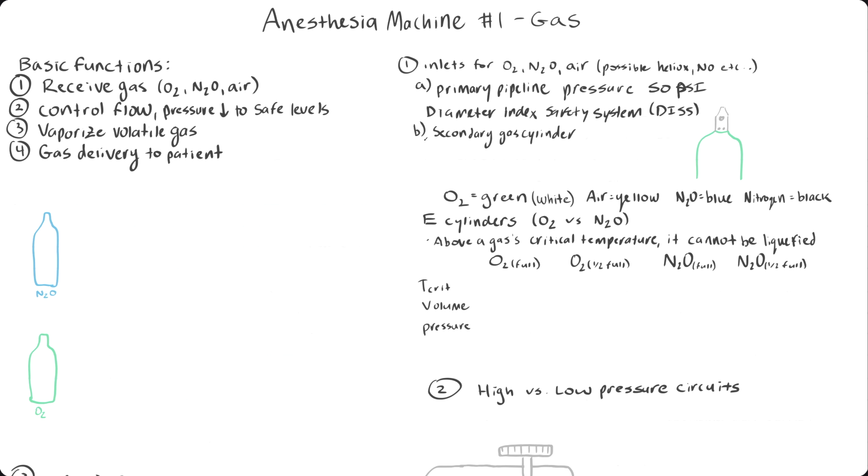Then you have your backup and portable gas supply from gas cylinders, which are full of highly pressurized gases. So your pressure here is very high because you're cramming all of this gas into a small cylinder. Instead of using a diameter index safety system here, they use these pins of different sizes. So these are pinholes actually on the head of this cylinder, and then this will be your gas outlet port.